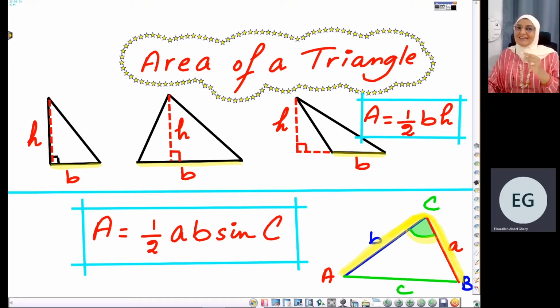Say it. Half AB sine C. What are the givens if no right angle? He will give you 2 sides and included angle, like the case of cosine rule. Given 2 sides and included angle, you just multiply half times side times side times sine, the included angle.